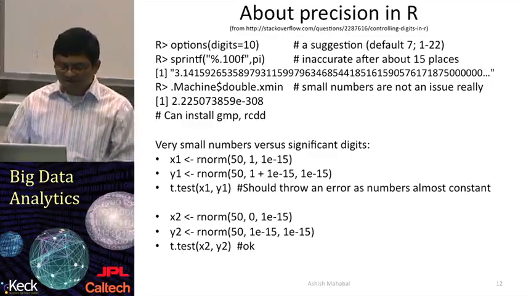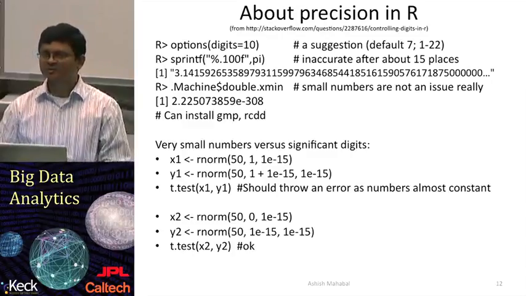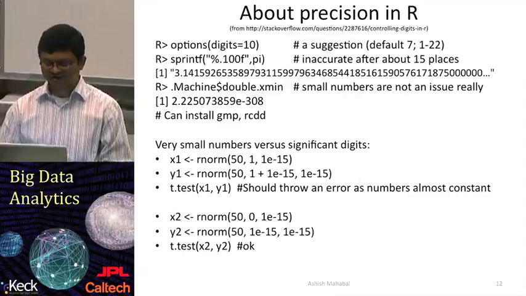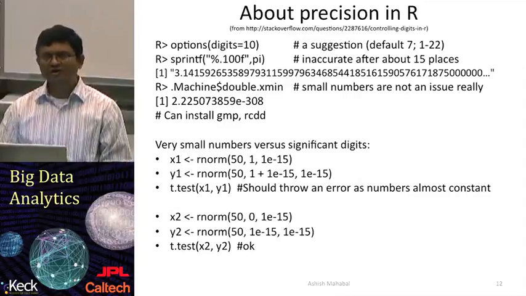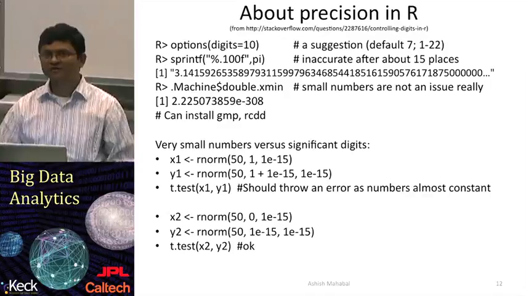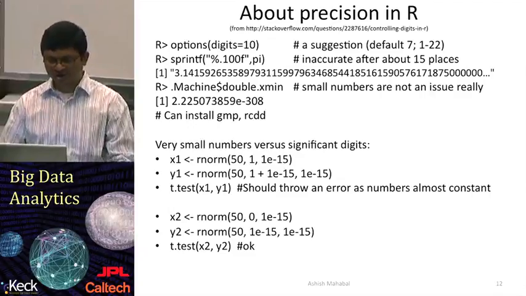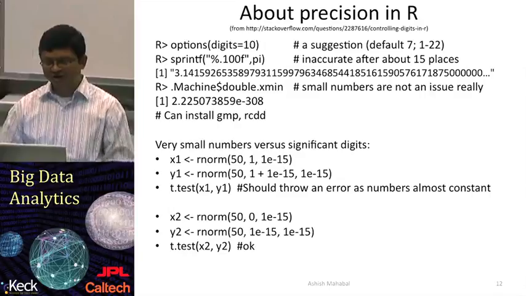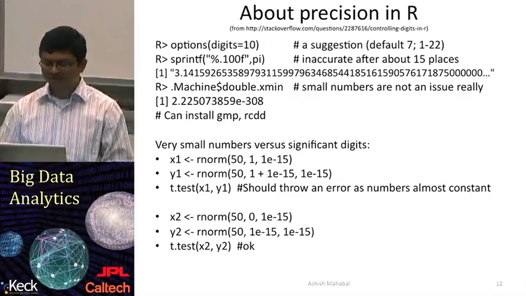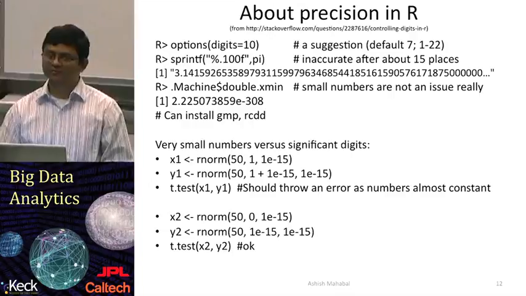But then again, when it is that you may run into problems, and that is what is shown in the next example. So if you are trying to compare very small numbers versus significant digits, then some things that you have to keep in mind are that if the differences are very small, so that the numbers start looking constant and they're not close to 0, then you can be in trouble. So the first example here shows that we are assigning to x1 50 numbers with a mean of 1 and a standard deviation that is very small, 1 e to the power minus 15.